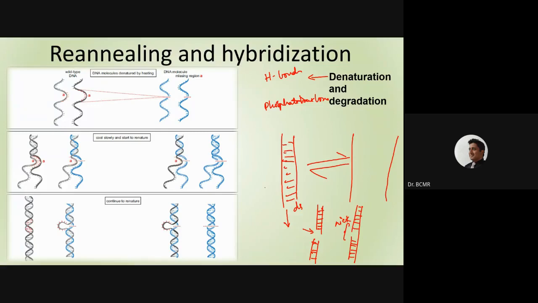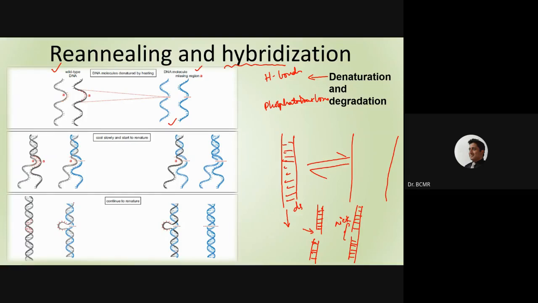So what I have right now is in this one, I want to differentiate. What we have discussed also is hybridization. Here we have two DNA molecules, wild type and another, a mutant, that has a mutation. And then these were denatured. These two strands have become separated.